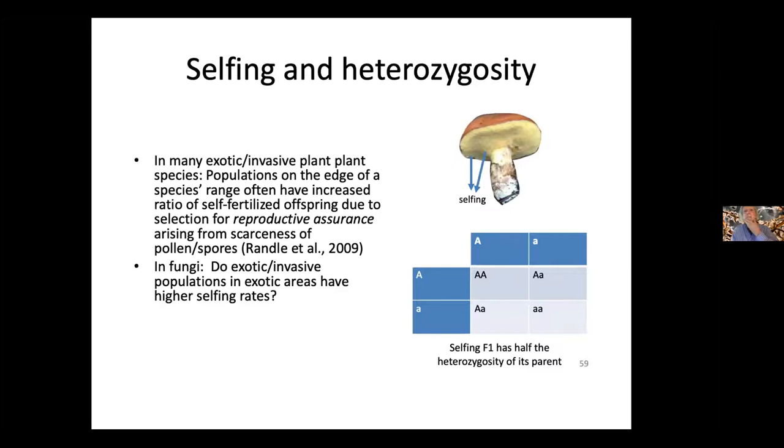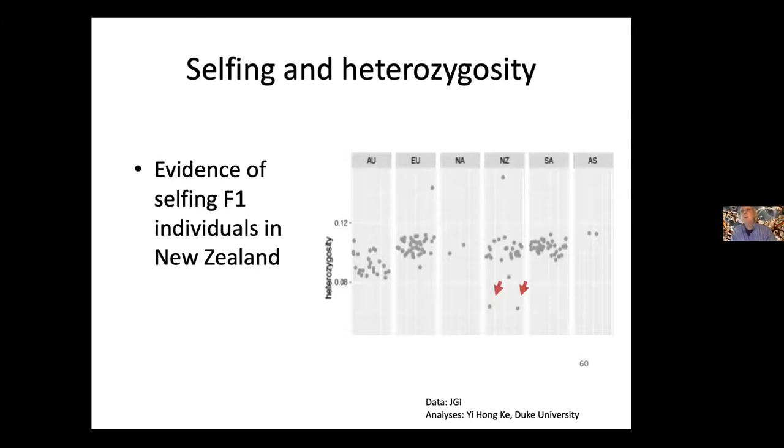So what about selfing and heterozygosity? Of course, if you take an individual, and you take spores from that individual and self them, you lose half the heterozygosity through self-mating. So do we see any evidence for higher selfing rates in these populations? Here we're going to compare the levels of heterozygosity across different genome samples from Australia, Europe, North America, New Zealand, South America, and Asia. As you can see, most of these populations have relatively the same heterozygosity. Australia is a little bit lower, but down here you see two points. These two genotypes have roughly half the heterozygosity of the rest of the population from where they occur.